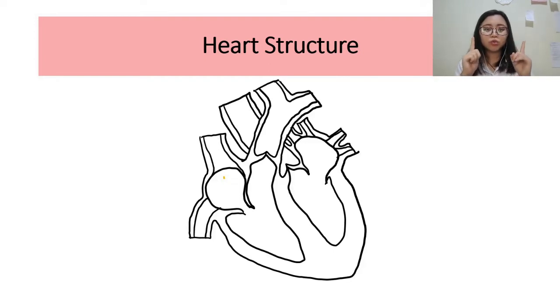Before I go into the whole process of how heartbeats are initiated, I would like to first introduce you to the nerves. We are going to start with this one right here. This one is called the sinoatrial node, ataupun nama singkatan dia SAN. So dia akan ada di sebelah atas dalam ruangan atrium sebelah kanan. So it will be around the top of the wall of the right atrium.